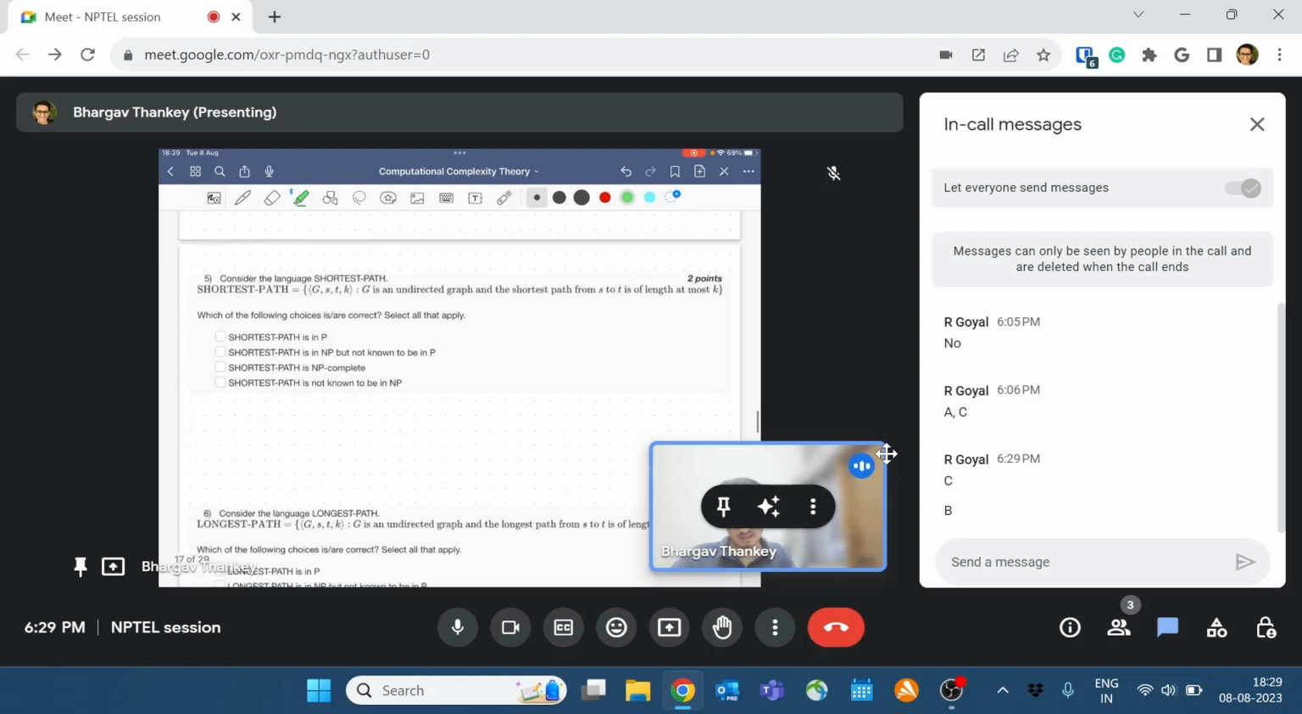Okay, so the next problem is, consider the language shortest path. This is the set of four-tuples G, S, T, K such that G is an undirected graph and the shortest path from S to T is of length at most k. The set of all such four-tuples is the language. Which of the following choices is or are correct? Select all that apply. The options are: shortest path is in P; it is in NP but not known to be in P; it is NP-complete; and shortest path is not known to be in NP. So which of these are correct?